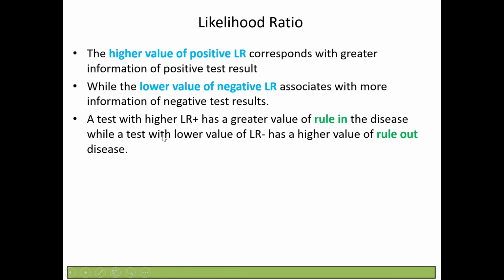So, the higher value of positive likelihood ratio corresponds with greater information of positive test result, while the lower value of negative likelihood ratio is associated with more information of negative test results. A test with higher positive likelihood ratio has a greater value of rule in the disease, while a test with lower value of negative likelihood ratio has a higher value of rule out the disease.